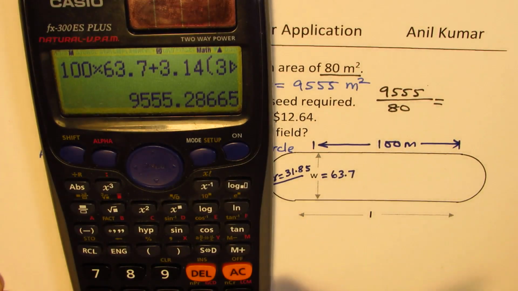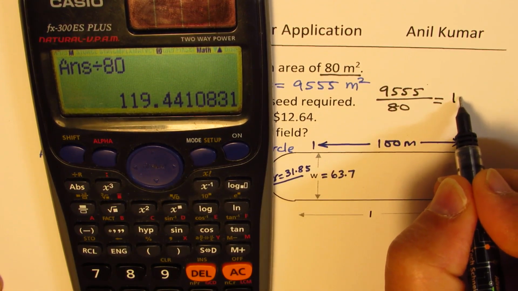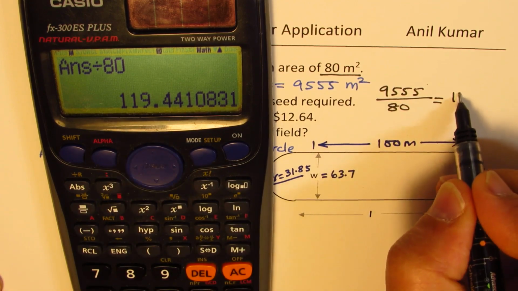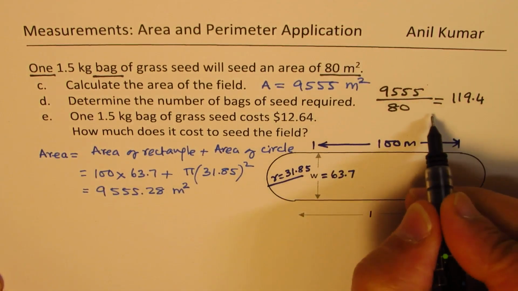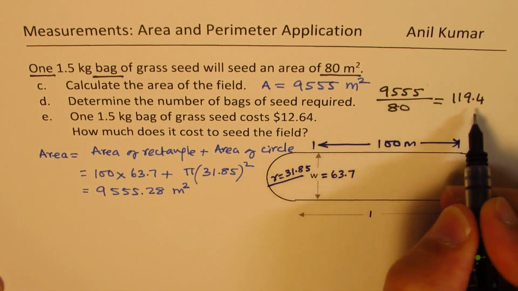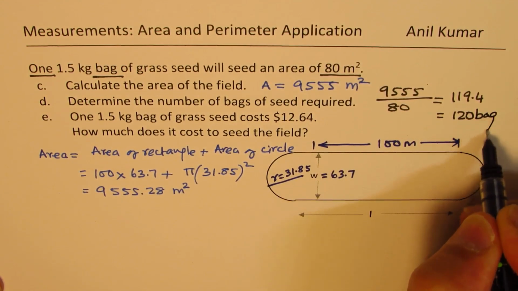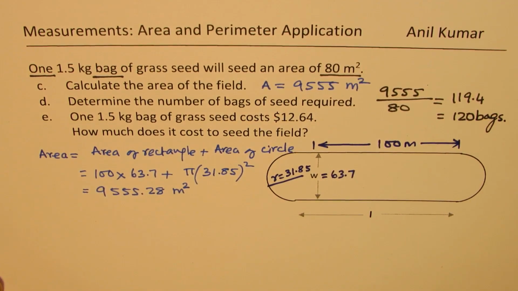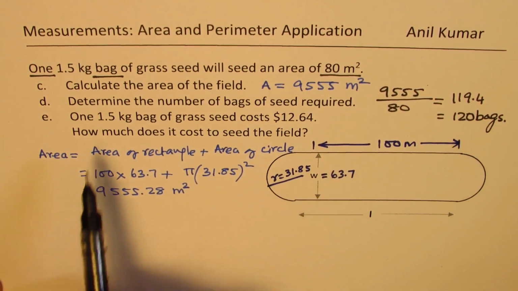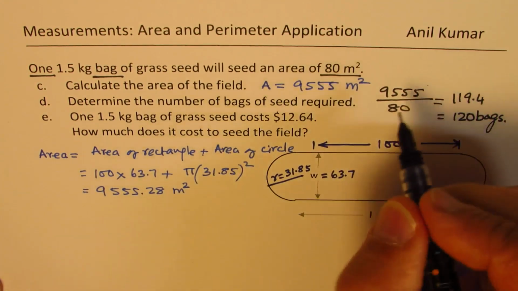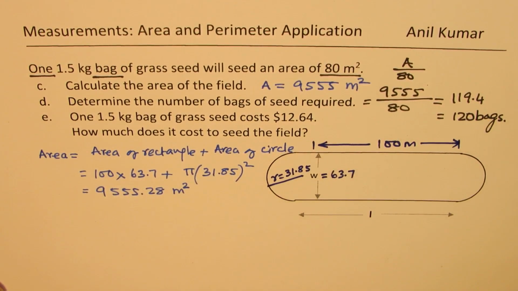So let's divide this by 80, and we get 119.4. You cannot buy half of a bag, right? So you need to round it to a whole number. So that is going to be equal to 120, right? So 120 bags. Is that clear to you? You cannot buy half of a bag. That is going to be the number of bags. So to find the number of bags, we divided area by 80 and got our answer as 120 bags.